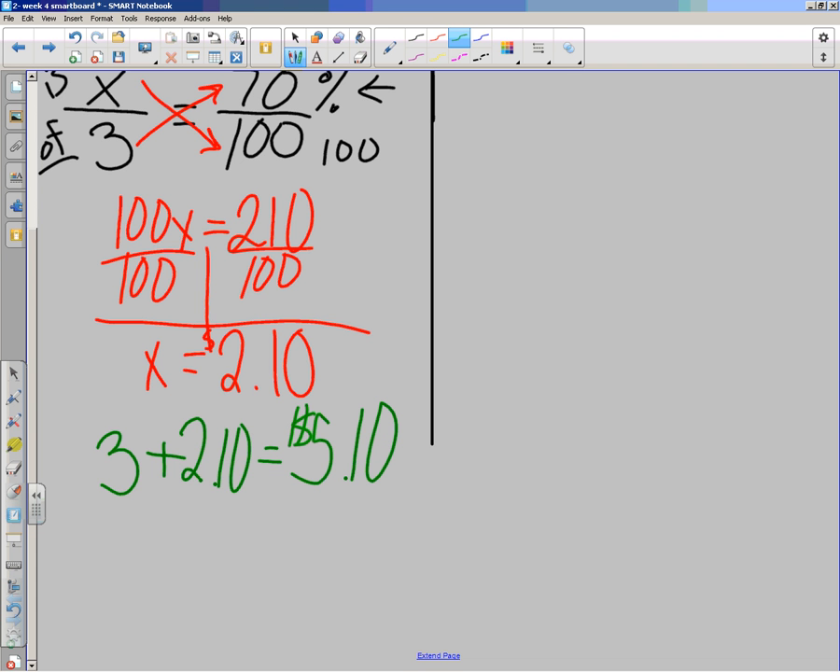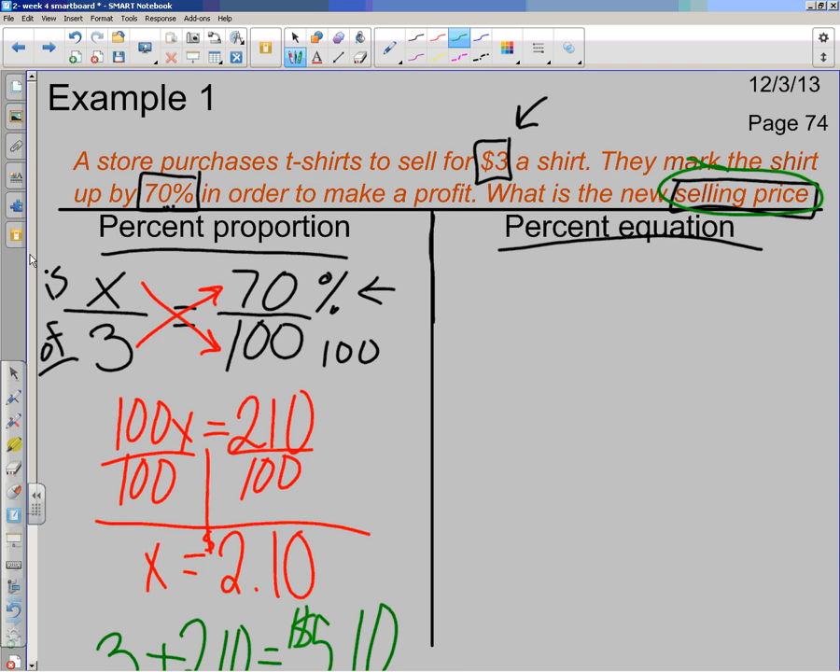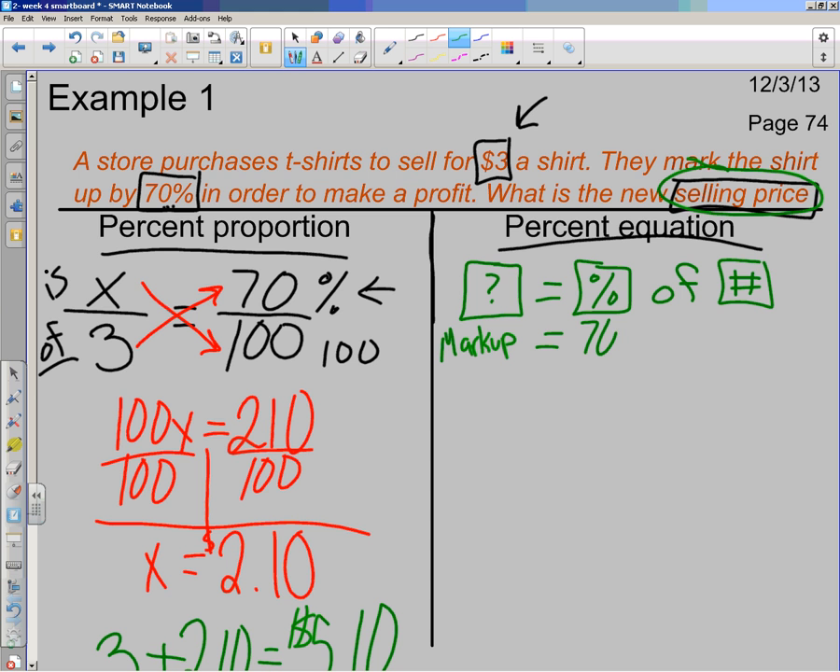And then let's go ahead and talk about how we would solve this same problem using a percent equation. Now, the basic percent equation is going to be something equals a certain percent of a number. Okay, what are you talking about, Mrs. O? In this case, for this example, the markup equals 70% of a number, in this case, $3.